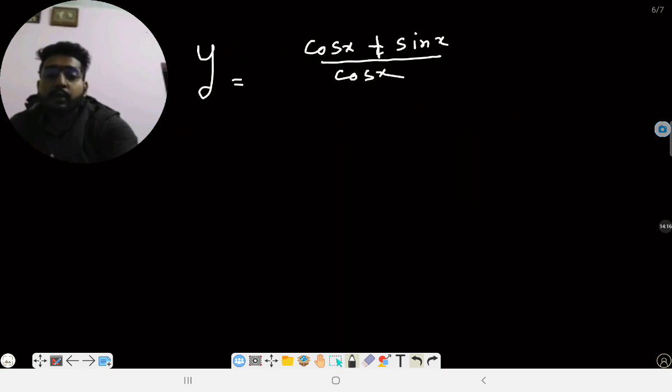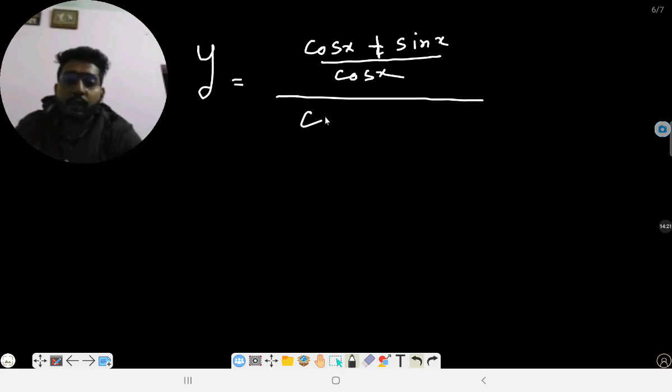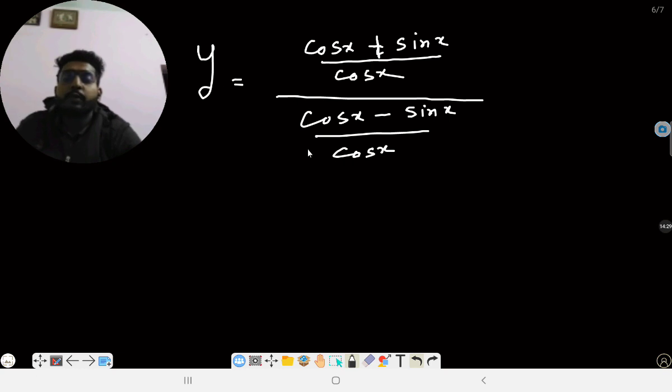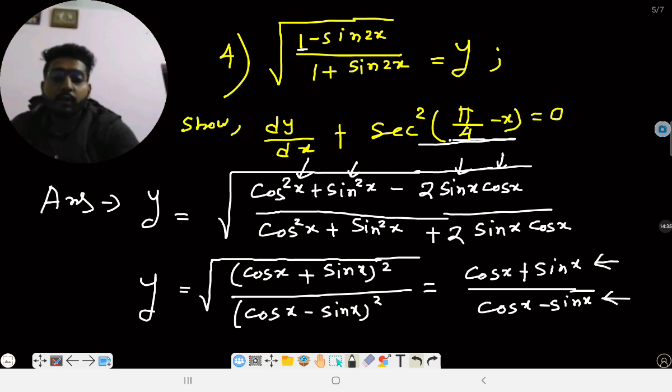Yes, and the next one is cos x minus sine x divided by, again, cos x. So I am dividing the numerator and denominator by this one. If I divide this one, any problem? Yes, there is a mistake, that will be minus.